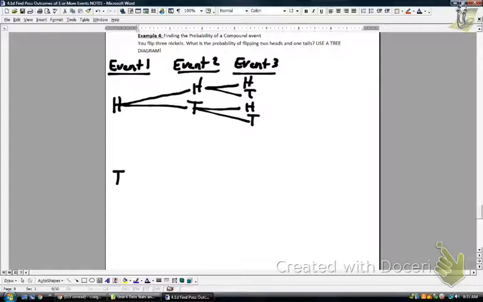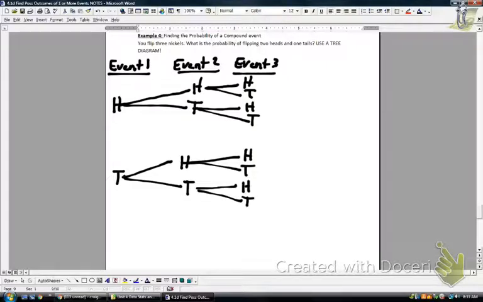If I get tails, I can get heads or tails again. Then I'm going to do the same thing. If I get tails, I'm going to flip the second one. I can get heads or tails. Then I'm going to flip the third nickel. I can get heads or tails. So my outcomes look like this.